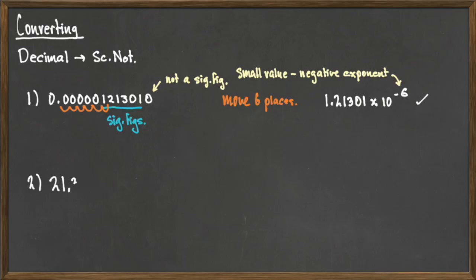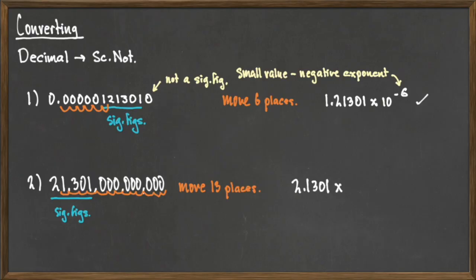So all I care about is that last non-zero integer, which in our case was a 1. The next number we'll look at is 21,301,000,000,000. My significant figures are 21301, and I need to move the decimal place 13 places over to get a value of 2.1301 times 10 to the 13th. I have a large number here, so that gives me a positive exponent.